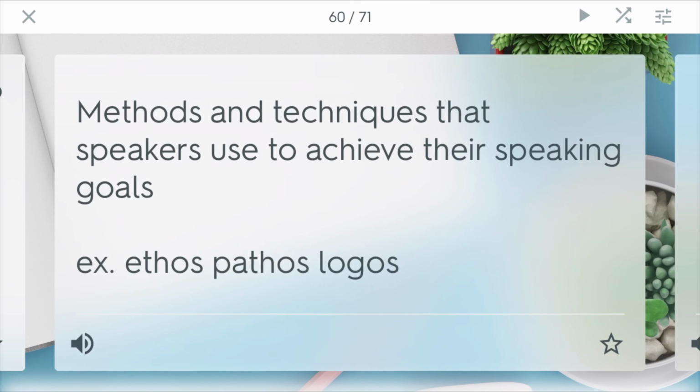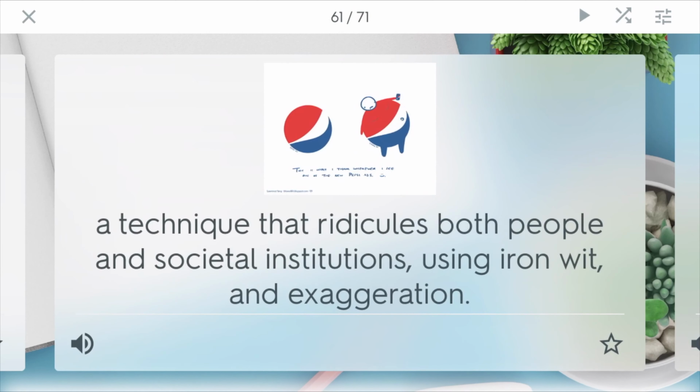Rhetorical strategies are methods and techniques that speakers use to achieve their speaking goals. These commonly include things like ethos, pathos, and logos. Satire is a technique that ridicules both people and societal institutions. It uses comedy and irony, wit, and oftentimes also exaggeration.